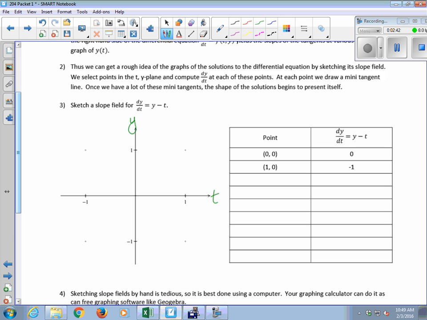So you just pick, say, (0, 0): y minus t, 0 minus 0, you get 0. At (1, 0), y minus t would be 0 minus 1, which is negative 1. And then at each of these points, you draw a little mini line that has the slope that you just calculated. So at (0, 0), I would put a little line that has a slope of 0, like that. Little mini tangent line. At (1, 0), I put a little mini tangent line that has a slope of negative 1. Something like that.